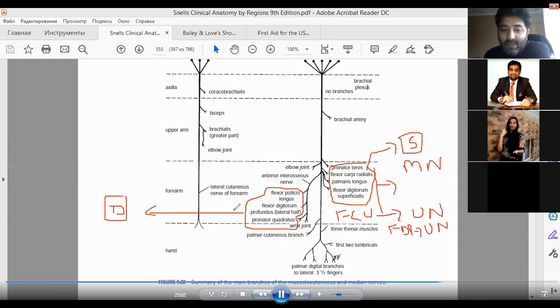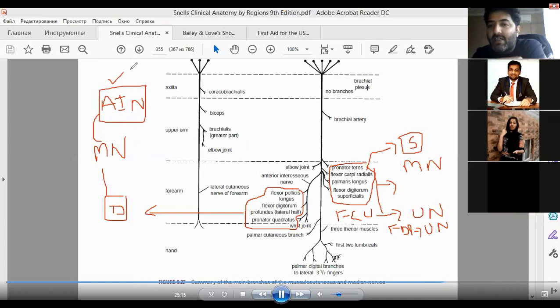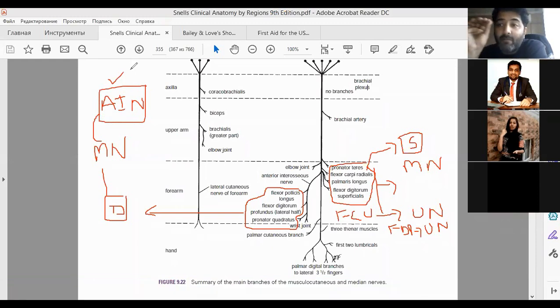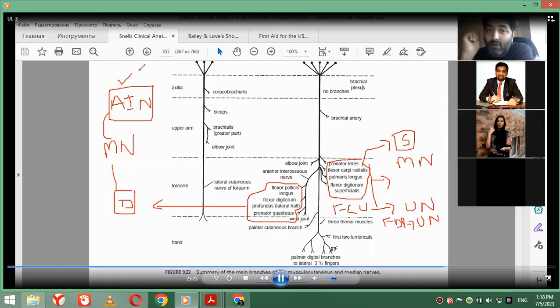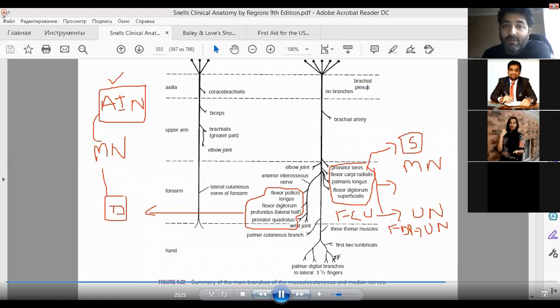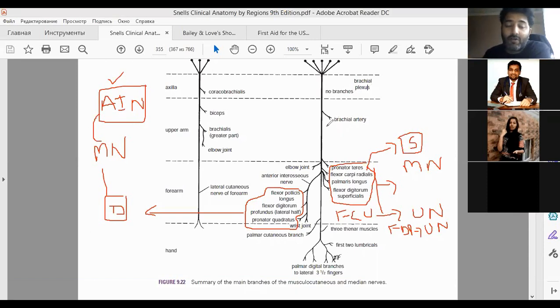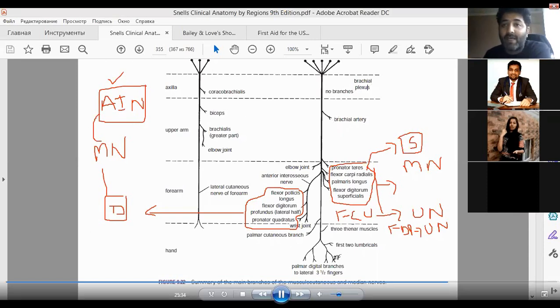But these three deep muscles are innervated by the median nerve, and to be very precise, it will be the anterior interosseous nerve. Very important point, please remember it. Three muscles: flexor pollicis longus, flexor digitorum profundus lateral half, and pronator quadratus. If I draw here a diagram of a hand, see here.